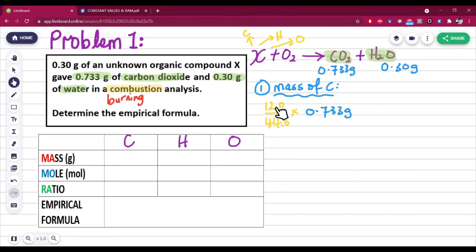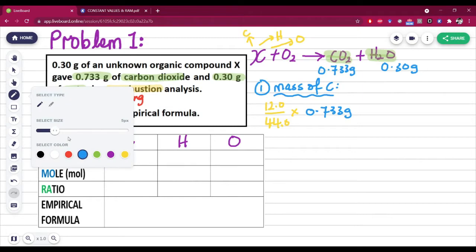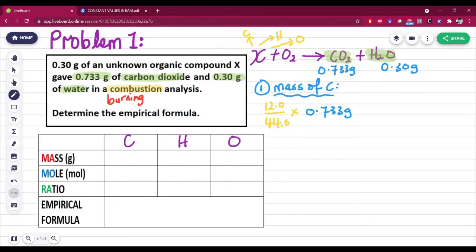You multiply that by 12 over 44.0. When you do that, you get the mass of carbon equal to 12 over 44 times 0.733, which gives 0.1999 grams. So I'm going to put in here 0.1999 grams. So why can we do this?